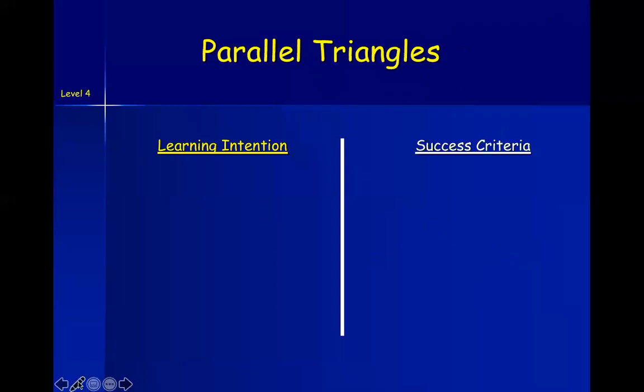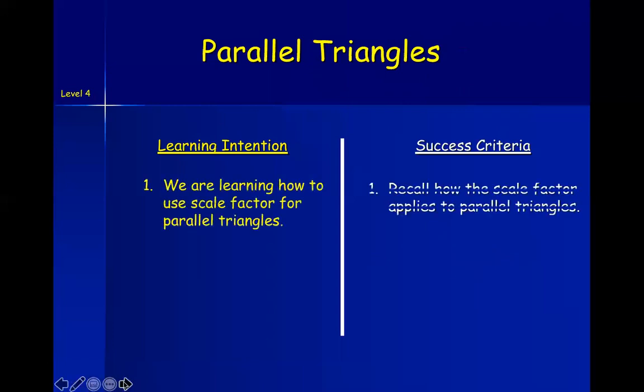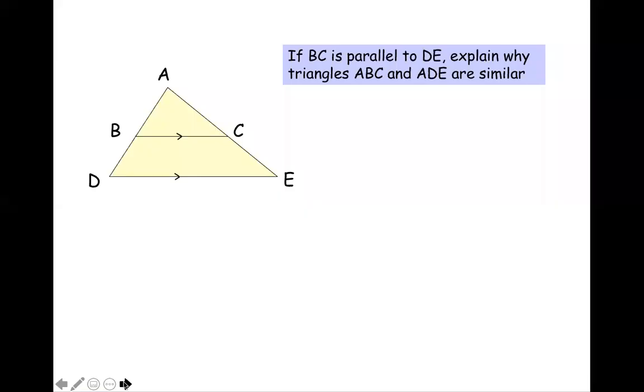Now let's have a look when we've got what we call parallel triangles. What do they mean by parallel triangles? It's just as if you've got a smaller triangle embedded into a bigger triangle. So if BC is parallel to DE, then what we've got is two triangles, a small one and a bigger one, and we call them similar because this angle here is the same as this angle, and this angle is the same as this angle when we use the F shape there.